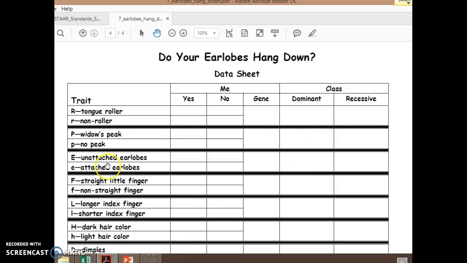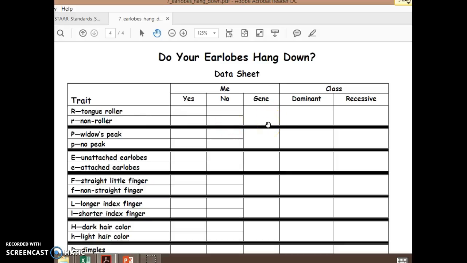Here are the different traits that people have, and I'm going to go over each one with you. Depending on which trait you have, you can either be dominant, represented with an uppercase letter, or you can be recessive, represented with a lowercase letter. So for example, if you are dominant and you can roll your tongue, you would check yes, and the gene you would write big R, because they give you an R here.